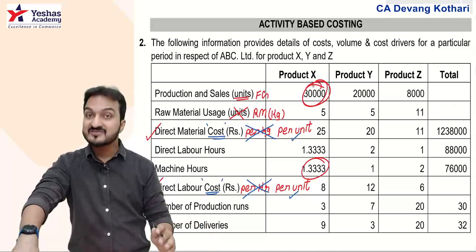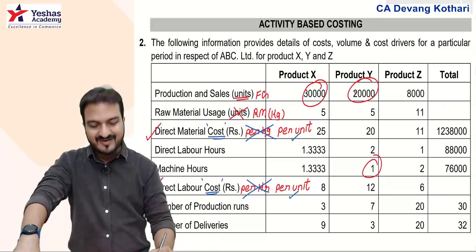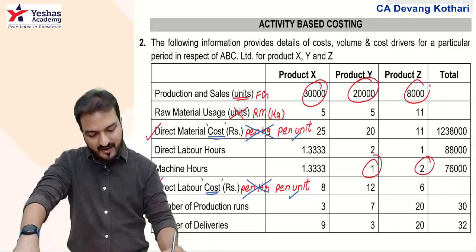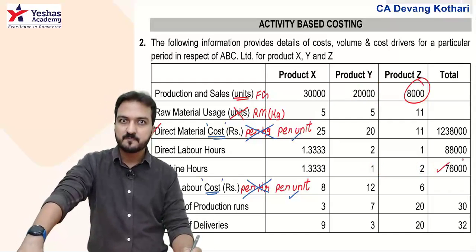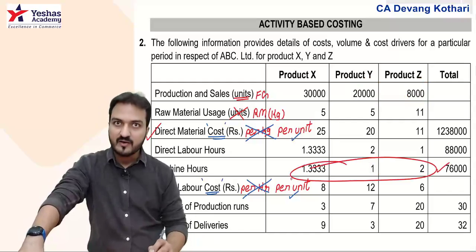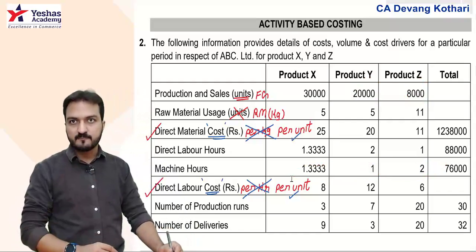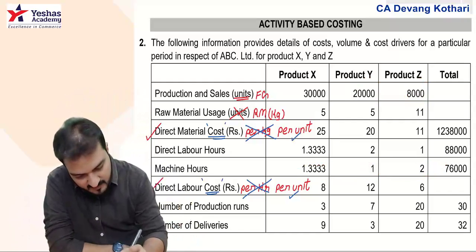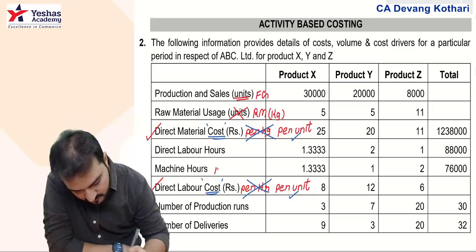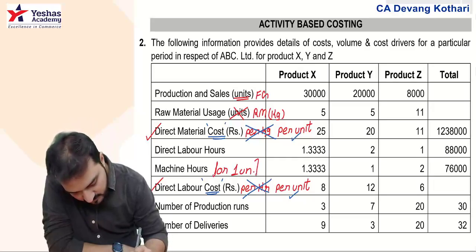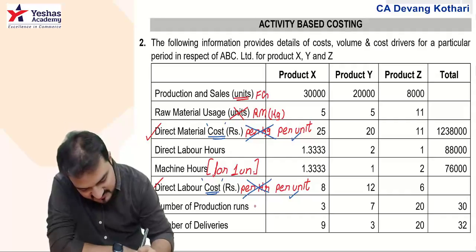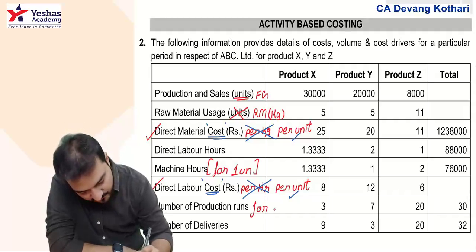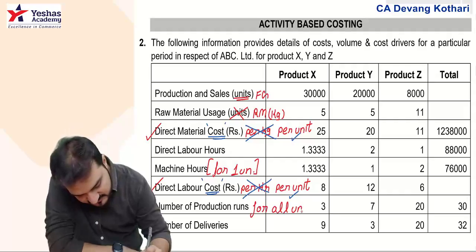1.33 into 30,000 plus 1 into 20,000 plus 2 into 8,000. If you add now, then you will get it equal to 76,000. Meaning this 1.33, 1 and 2 is for one unit. Machine hours that you are given here is therefore machine hours for one unit. But the production runs that you are given here are the ones given for all units.